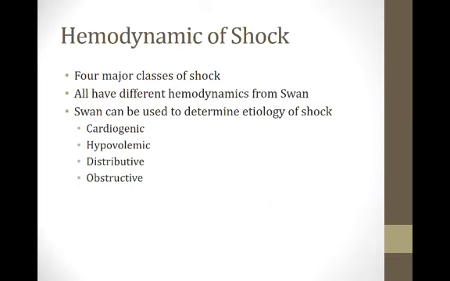So now that we understand how the Swan-Ganz catheter is used to determine hemodynamics like filling pressures and the cardiac output, let's talk about how you use those hemodynamics to make a diagnosis of the cause of shock. So there are four major classes of shock, and they all have different hemodynamics as measured with a Swan-Ganz catheter. In other words, you can use the Swan-Ganz catheter to determine the etiology of shock if it's not apparent from the physical exam and the clinical history. And the four major types of shock are cardiogenic, hypovolemic, distributive, and obstructive, and we'll talk about all of these in the next few slides.